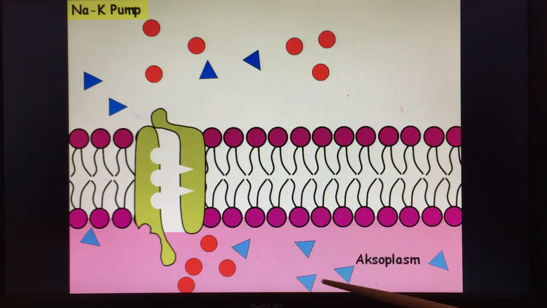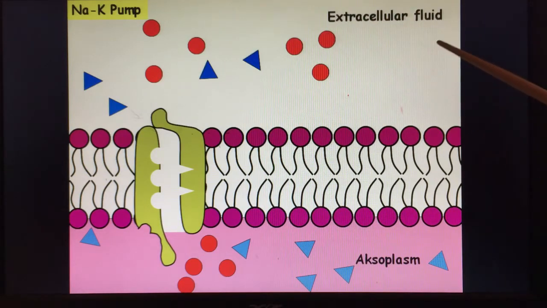The fluid here representing the axoplasm inside the cell. And the fluid here representing the extracellular fluid, which is located outside the cell.